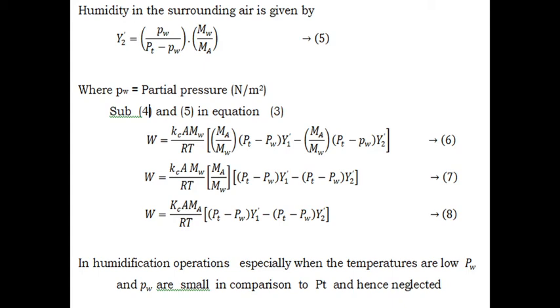In humidification operation, especially when the temperatures are low, capital Pw, that is the vapor pressure of water, and small pw, the partial pressure of water, are small in comparison to the total pressure, capital Pt. So the small values are neglected when the condition is low temperature. The wet bulb and dry bulb temperatures are low in humidification operation. Compared with the total pressure, the partial pressure and vapor pressure of water are very small. So that's why these two terms are neglected.